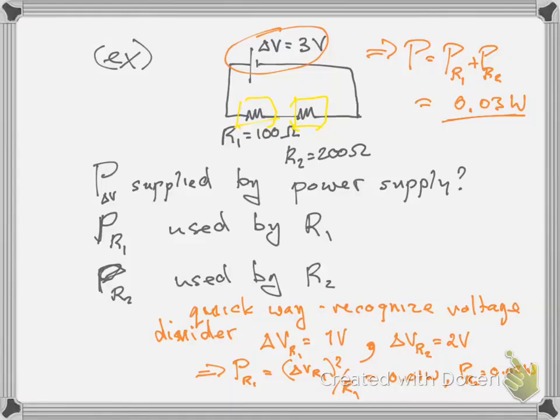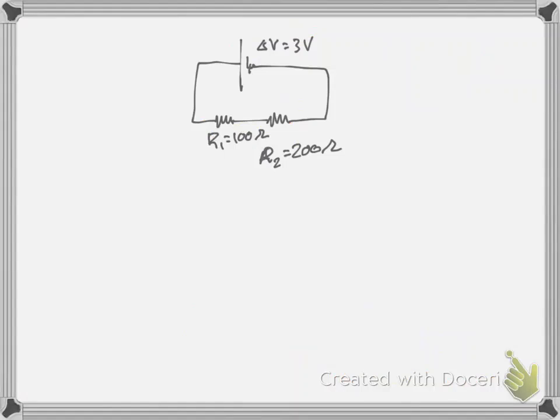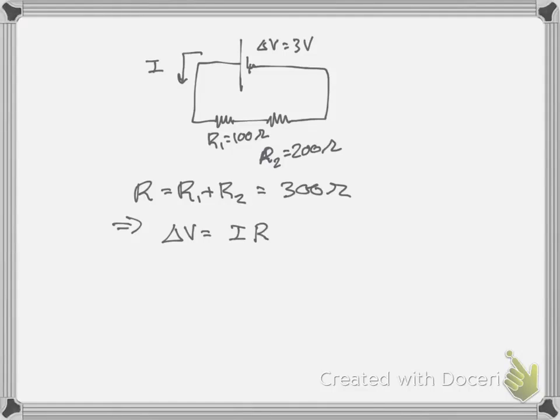Let's go ahead and do a really rote, let's-go-through-the-numbers way. So if we draw on the circuit, let's calculate the current. We need to calculate the current through the circuit, and there are various ways of doing that, but you might recognize that the equivalent resistance is R1 plus R2, which is 300 ohms. So therefore, delta V equals IR, and the current is 3 volts over 300 ohms, which is going to be 0.01 units of current, volt per ohm, or amp.